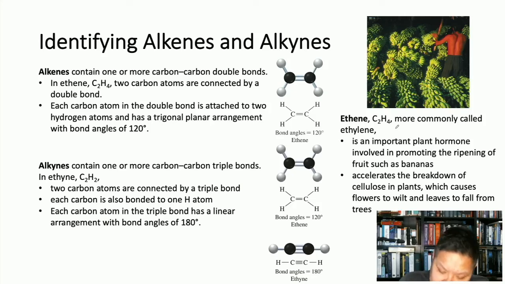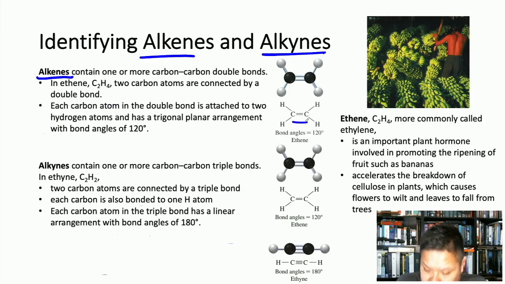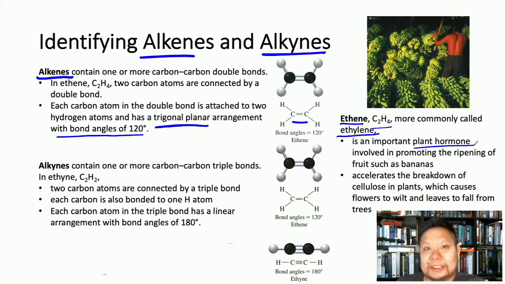Along with alkanes, we have alkenes and alkynes. Alkenes are simply hydrocarbons with double bonds between 2 carbon atoms instead of single bonds. That makes it so that their arrangement is trigonal planar with bond angles of 120 degrees. A very common alkene is ethene or ethylene, which is C2H4. It's a plant hormone that's actually released by plants that promotes ripening of fruits, right?